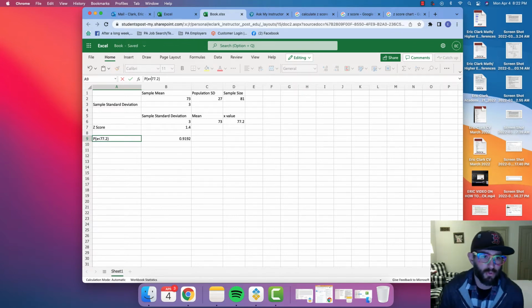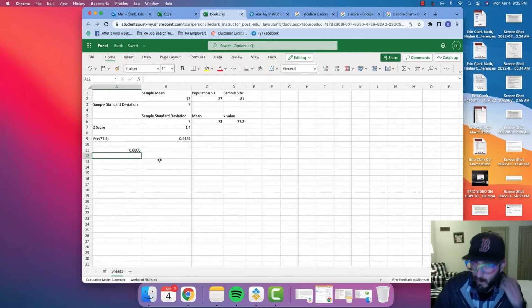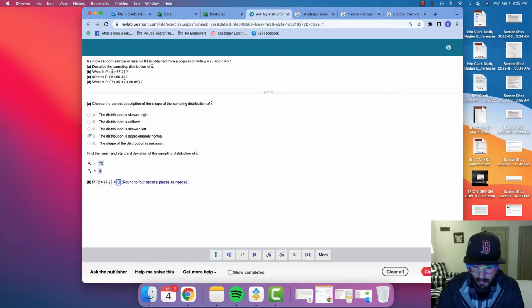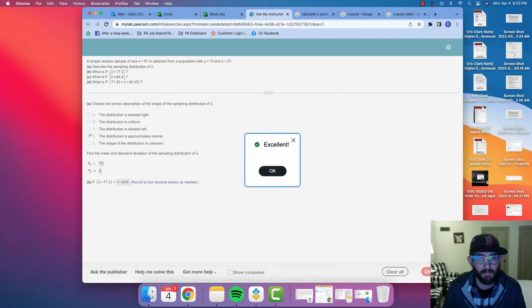So in this case, if we're looking for the probability that it's going to be greater than that score, we need to take 1 and subtract this value from it, which gives us a decimal of 0.0808. So again, x bar is going to be greater than 77.2, which is the complement of the z-score, or the probability that correlates with 77.2.